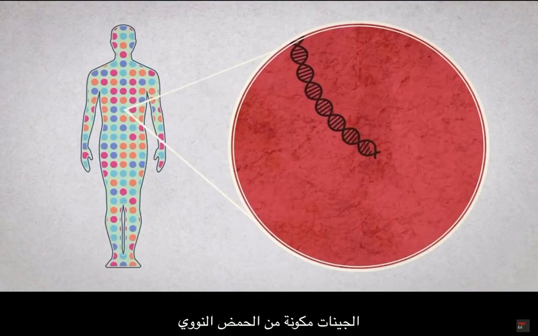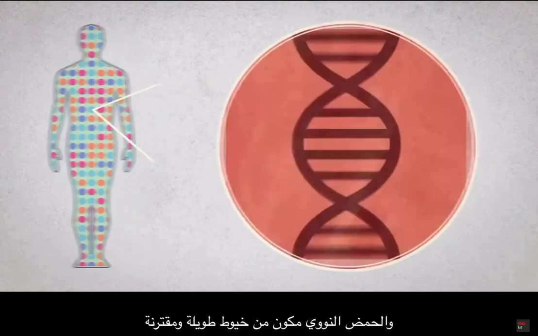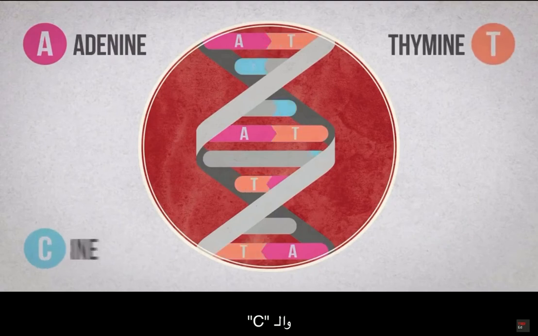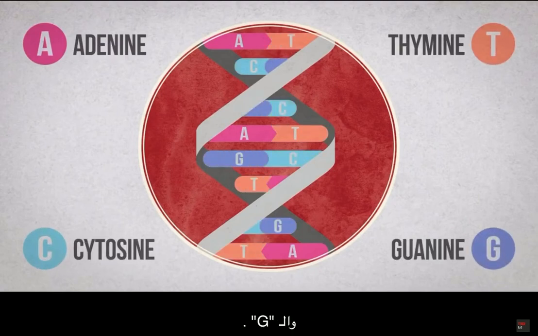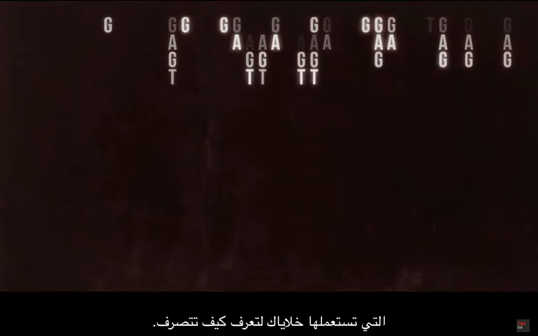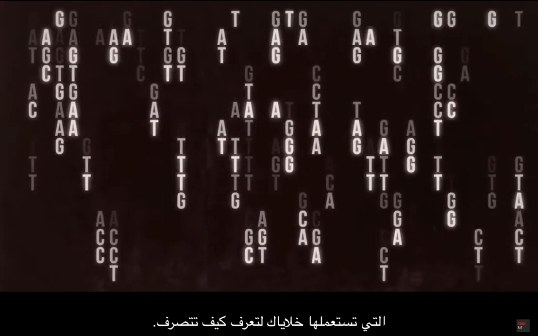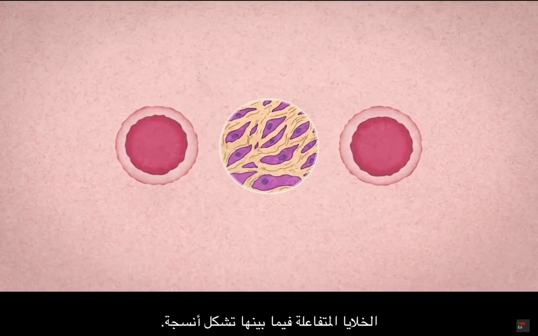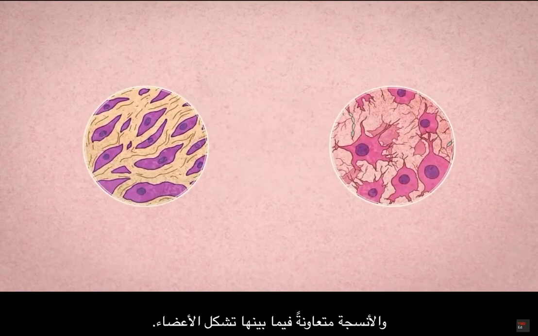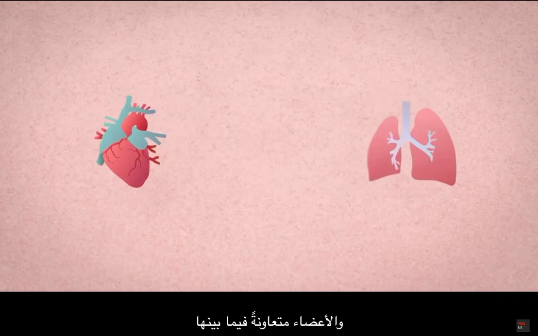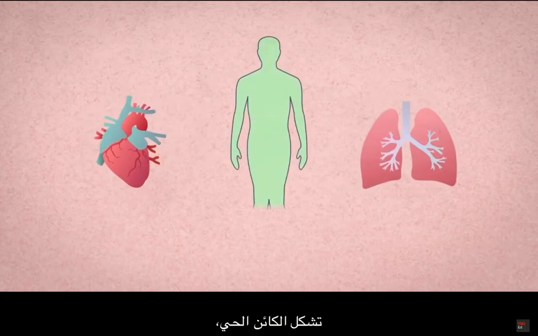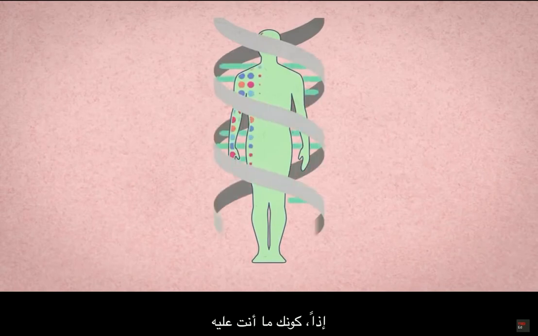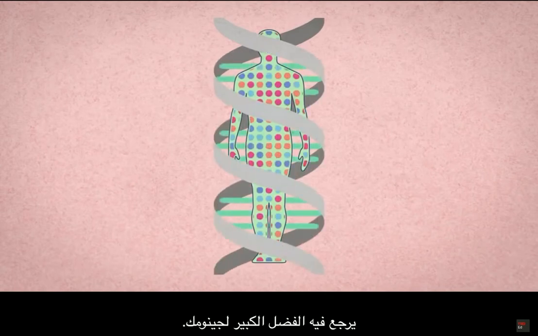Genes are made up of DNA, and DNA is made up of long paired strands of A's, T's, C's, and G's. Your genome is the code that your cells use to know how to behave. Cells interacting together make tissues. Tissues cooperating with each other make organs. Organs cooperating with each other make an organism. You. So, you are who you are in large part because of your genome.